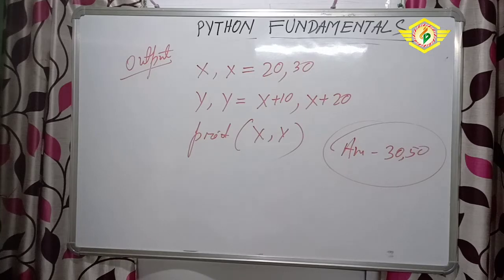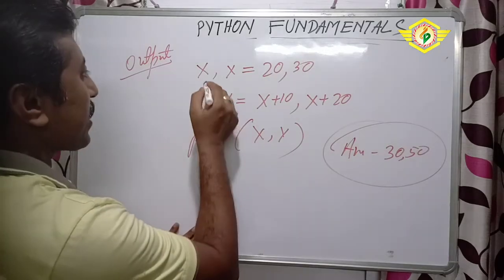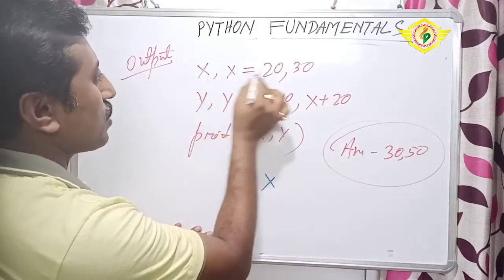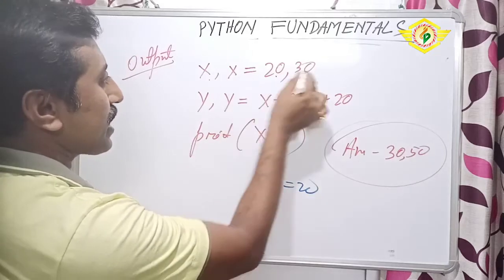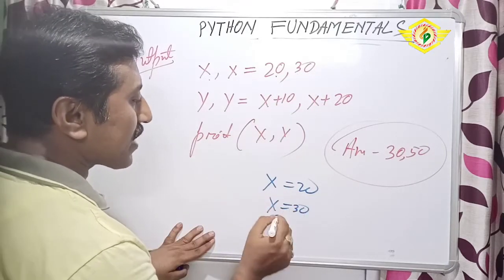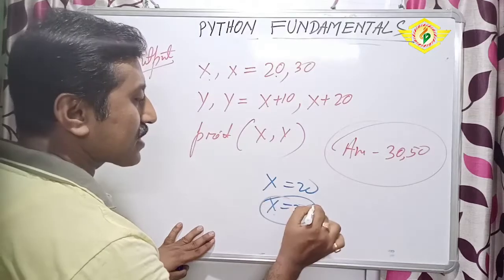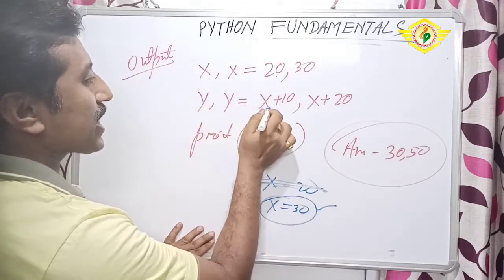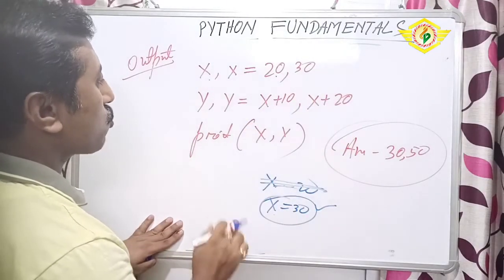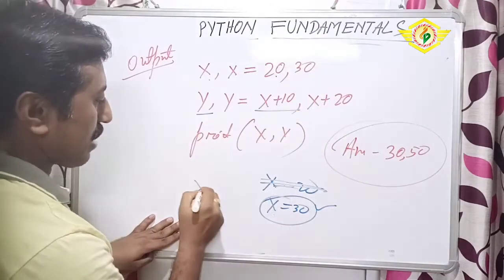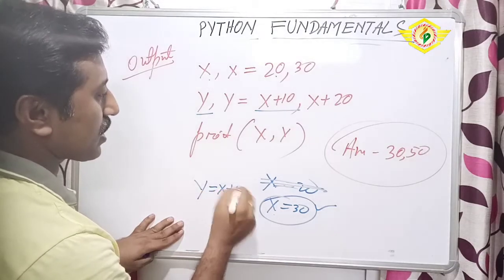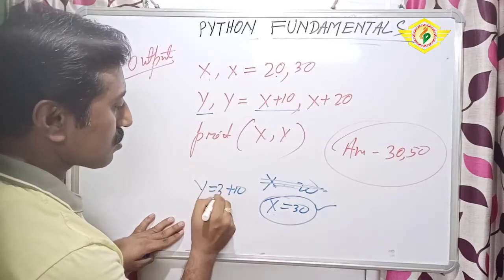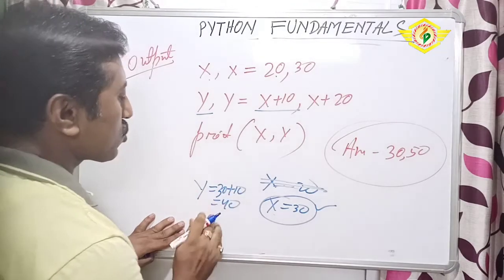Just listen to me carefully. First I have written x comma x equal to 20, 30. That means first I have written x equal to 20 and again x equal to 30. So what is the current value of x? The current value of x is 30. So just forget the earlier one. Now y equal to x plus 10, plus x plus 20. First, y equal to x plus 10. X was 30, so we write 30 here. 30 plus 10 equal to 40. So y equal to 40.